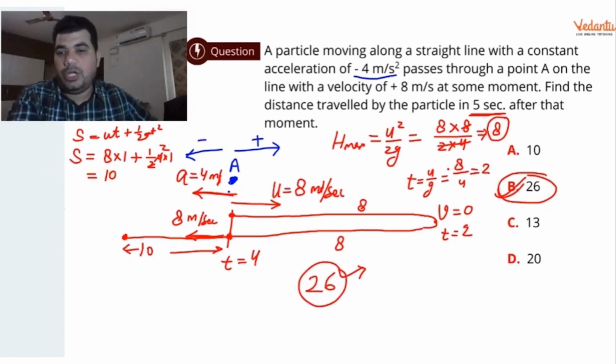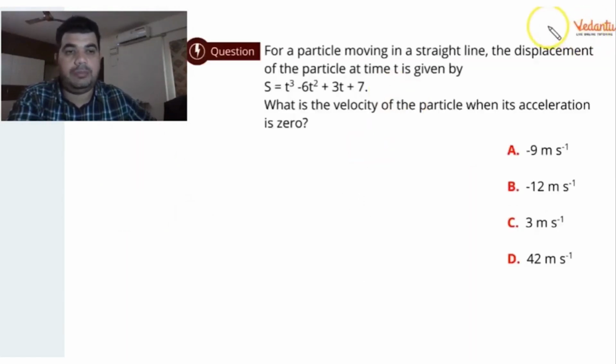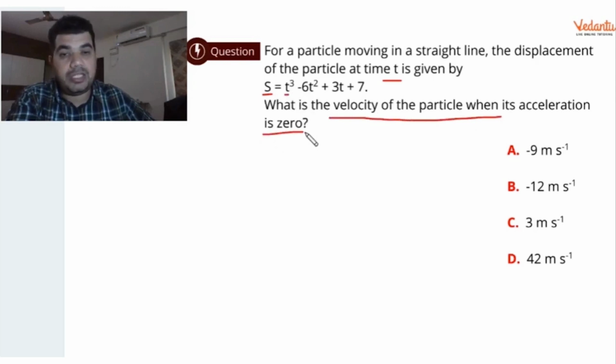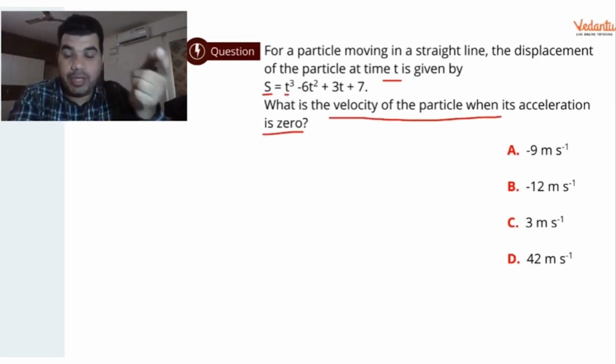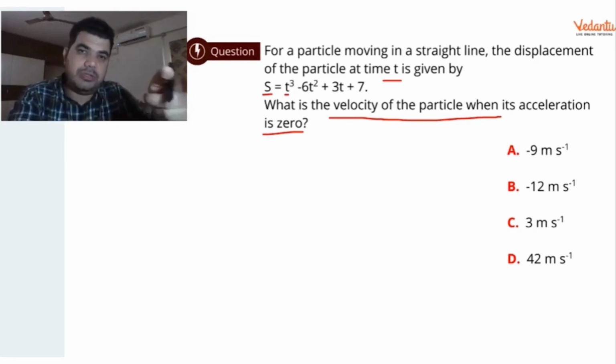Okay, let's move ahead and see what the next question is. So here it is, the next question for you guys. For a particle moving in a straight line, the displacement of the particle at time t is given. Find the velocity of the particle when acceleration is 0. So first we have to find the acceleration and when it will be 0.